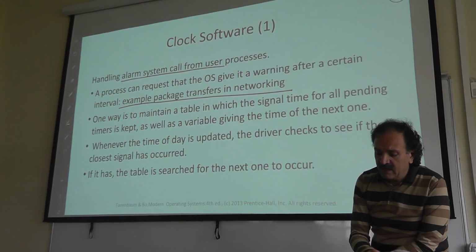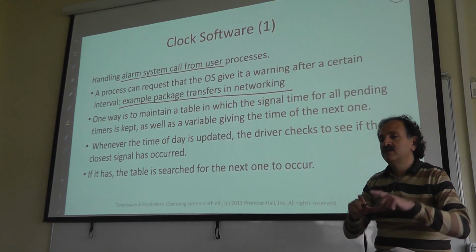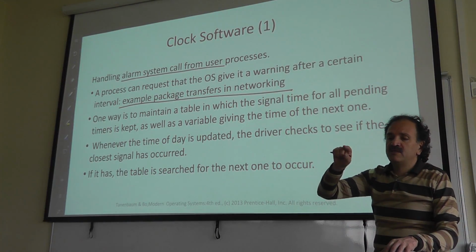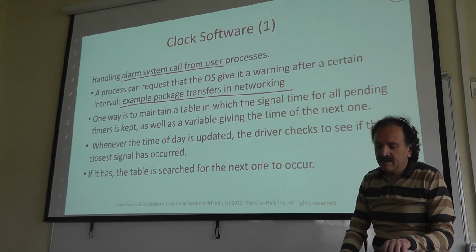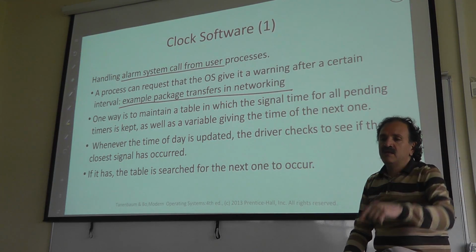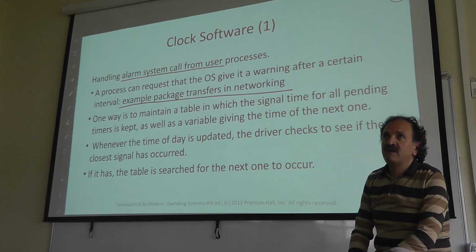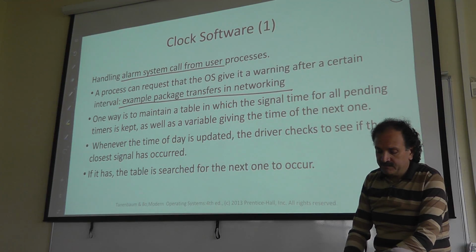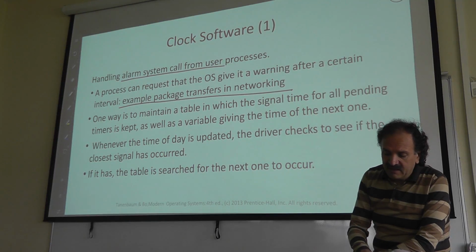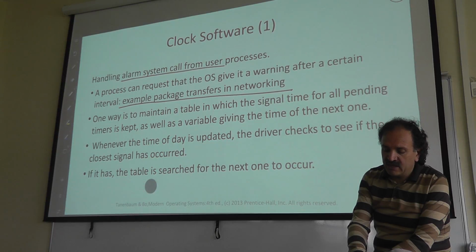One way is to maintain a table in which the signal time for all pending timers is kept. So there is a table. Each process puts the timer request in that table. And whenever the operating system checks that table, whenever the time comes, it just produces an interrupt, or it just wakes up that process waiting for the timer. Whenever the time of the day is updated, the driver checks to see if the closest signal has occurred. If it has, the table is searched for the next one to occur.